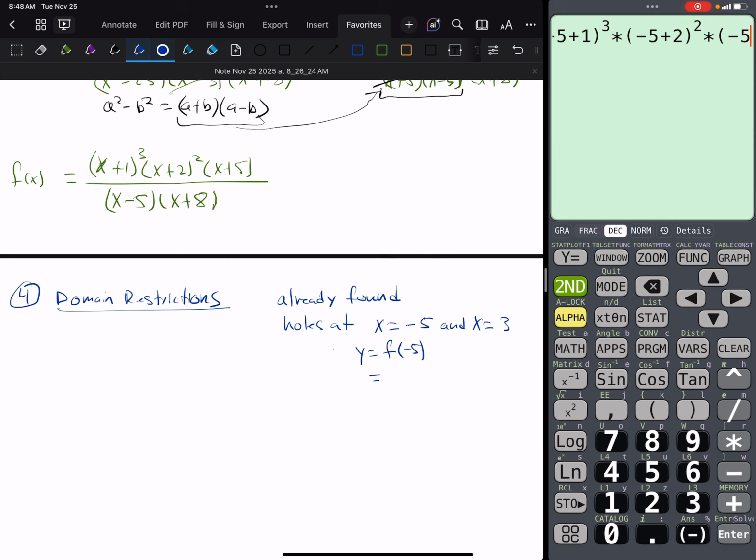plus, this is going to give me a 0, right? Plus 5, and then to the 1. Now we divide that by -5 minus 5, and then I need another set of parentheses here. Close that, because within that I need to now do times -5 plus 8.